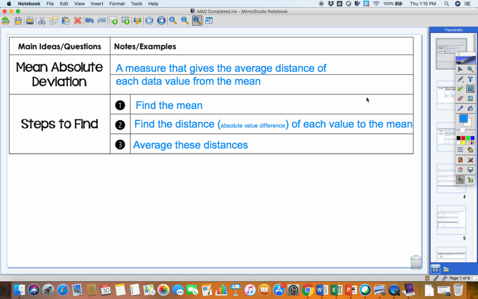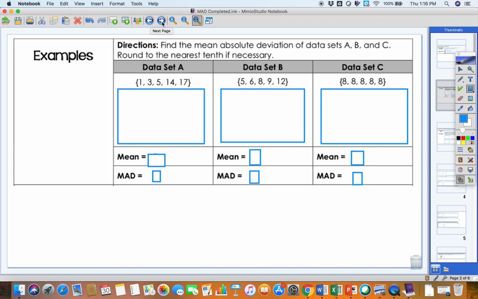So the steps to find the mean absolute deviation: first, find the mean of the original data set. Second, you want to find the distance from each value to the mean. So to find the distance, you take the absolute value of the difference between the mean and each data point, and we'll look at that in a minute. And then we're going to average these distances. So first, we're just going to start off finding some mean absolute deviations.